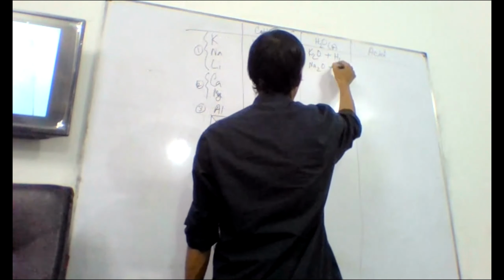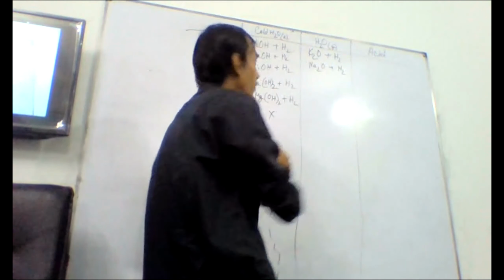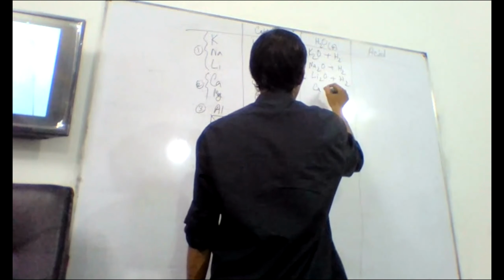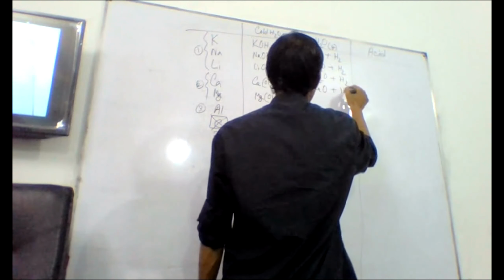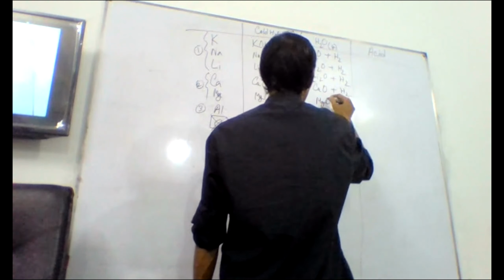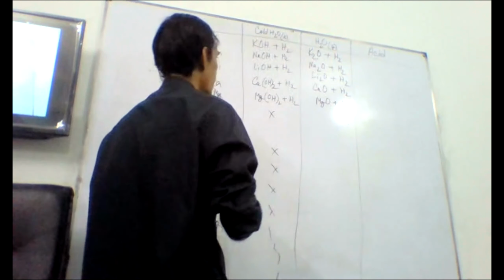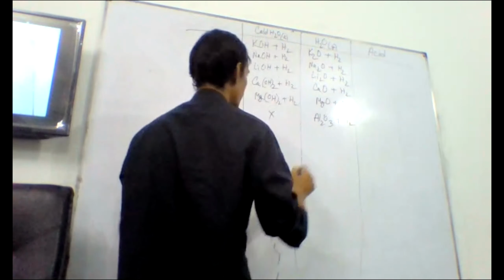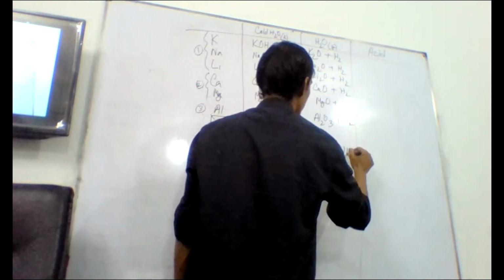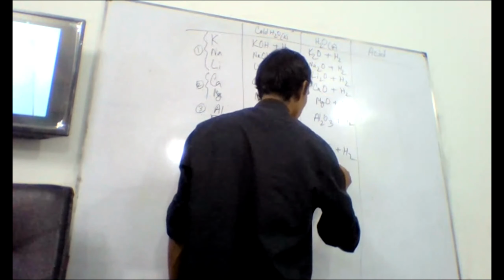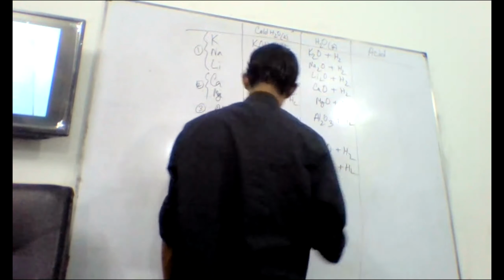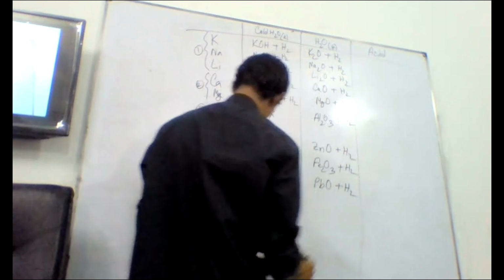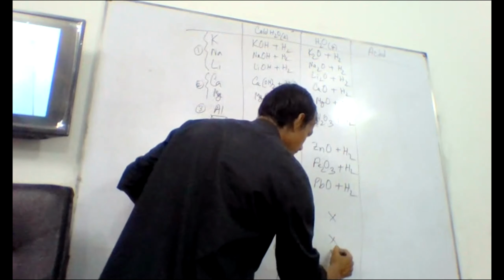Sodium oxide and hydrogen. Instead of hydroxide, they will form oxide. Lithium oxide and hydrogen, calcium oxide and hydrogen, magnesium oxide and hydrogen, aluminium oxide and hydrogen, zinc oxide and hydrogen, iron oxide and hydrogen, lead oxide and hydrogen, and these three jewelries are not reactive.